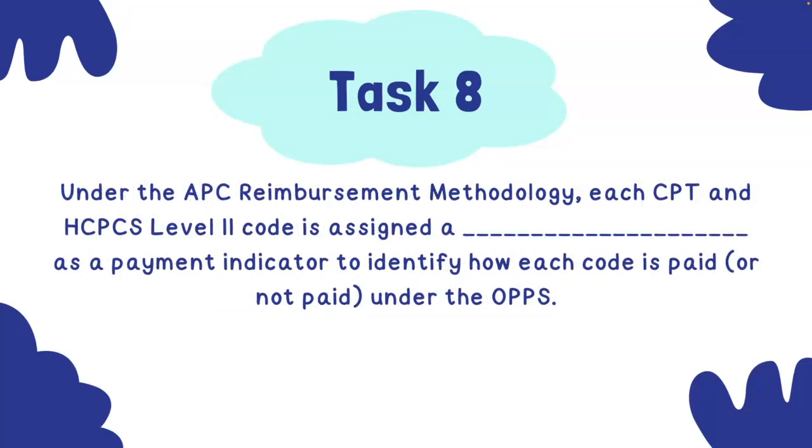All right, so the next question. Under the APC reimbursement methodology, each CPT HCPCS Level 2 is assigned a blank as a payment indicator to identify how each code is paid or not paid under OPPS. And I just talked about this. I feel like I talked about it again before, but you know, more than once always helps.